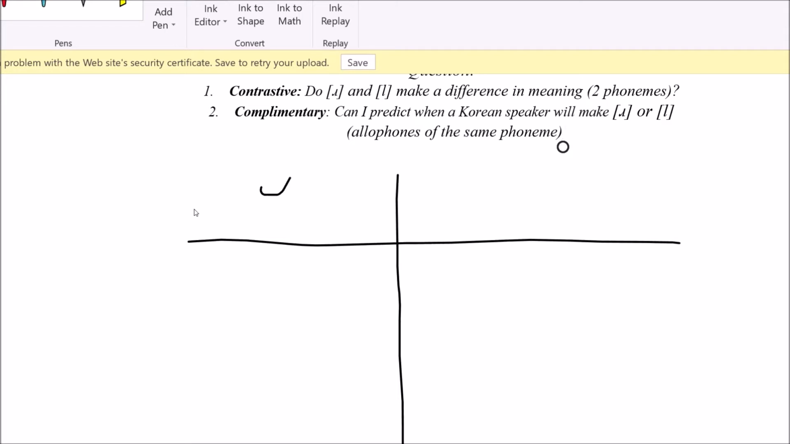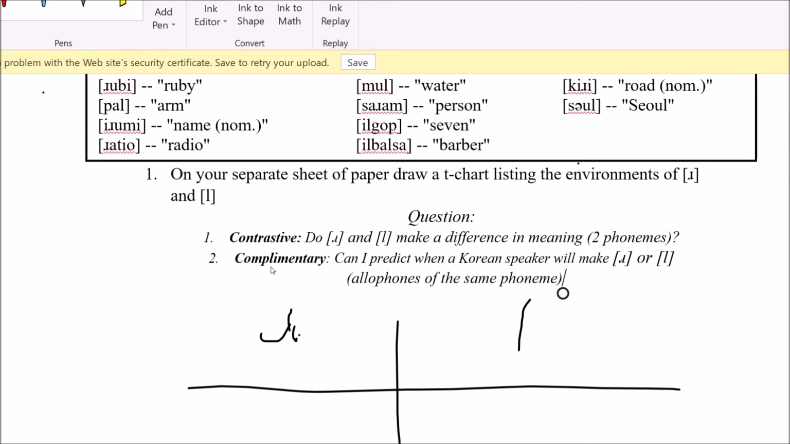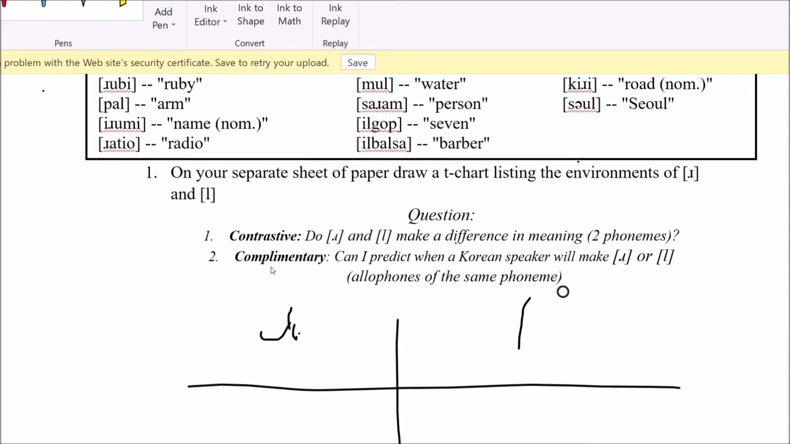So we're going to have in one line, sorry for my handwriting here because I'm drawing this with my finger, and then the other sound, just like that. So now we are going to look at all of our data, and we are going to list the environments before and after we see each of these sounds. We're going to look at the sounds that come before and after, and we're going to list those all.